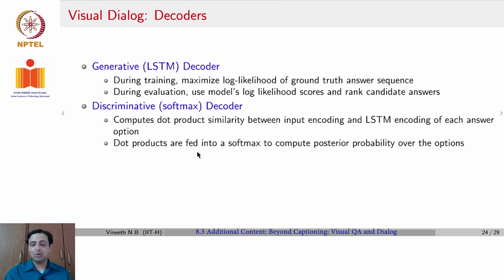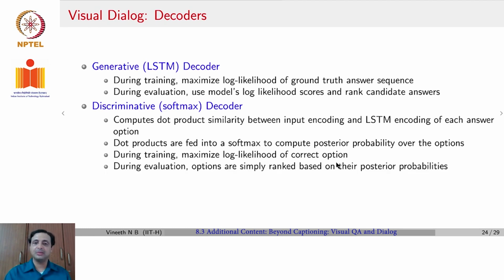Now you compute a dot product, and that dot product is fed into a softmax to compute posterior probability over all your answer options. And during training, you would maximize the log likelihood of the correct option, and at test time or evaluation, options are simply ranked based on their posterior probabilities, which you would get as output of a softmax. This is how you could model the decoder of such encoder-decoder models to solve the visual dialogue task.